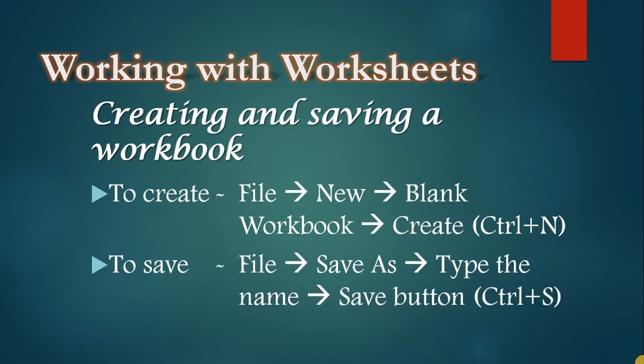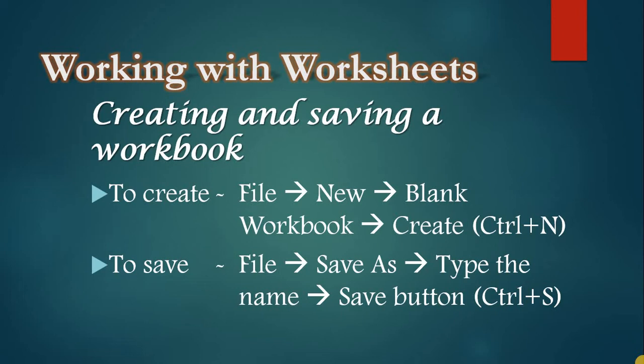To save a workbook, we need to click on the File tab and then select the Save As option. It will open the Save As dialog box. We need to type a name for the file and then click on the Save button. The shortcut key to save a file is Ctrl plus S. If we want to save our file with an existing name, we just click on the File tab and then select the Save option.